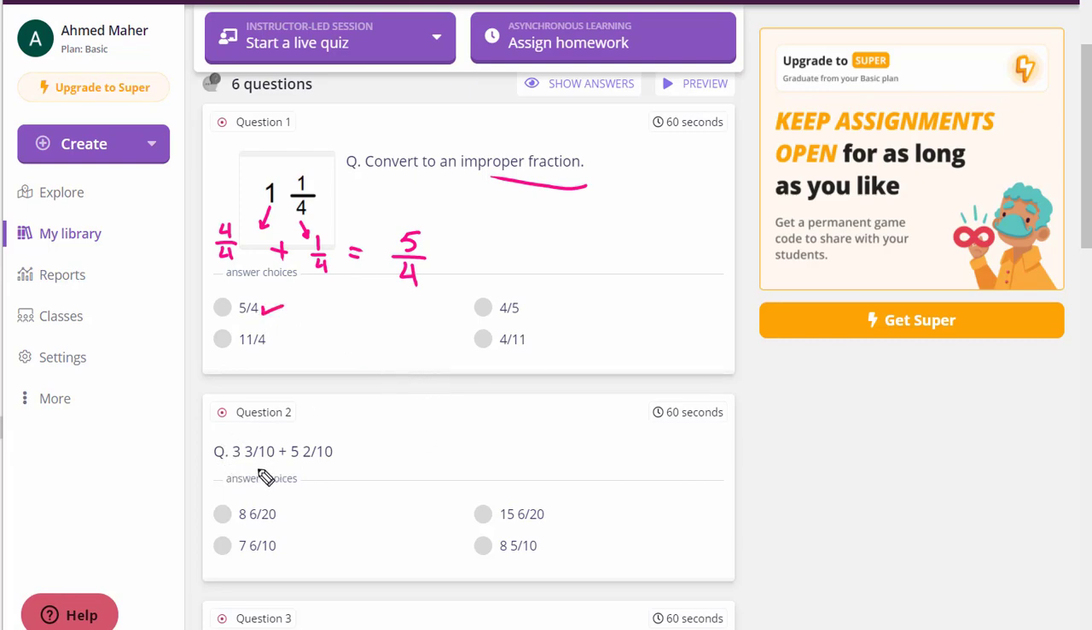The next one, add the fractional parts. So it's 5/10, and then add the whole parts. It will be 8. I have 8 and 5/10 in the answers, so this is the correct choice. Any problems? Okay, let's continue with the next question.